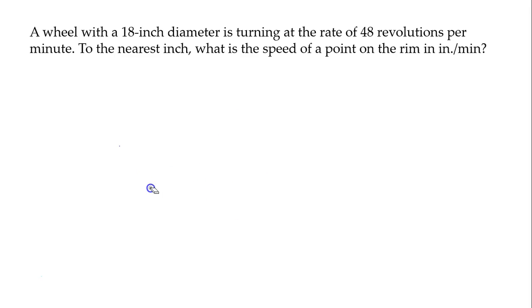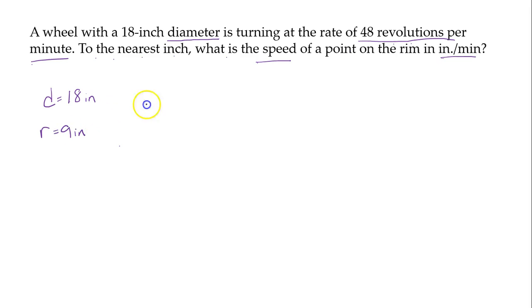So solve for the missing variable is what you're going to be asked to do on a couple of problems. Okay, this problem here, let's look at it. A wheel with 18-inch diameter, and again, it says diameter, not radius, is turning at a rate of 48 revolutions per minute. To the nearest inch, what is the speed of the point on the rim in inches per minute? So speed means find not the angular speed, but the linear speed. Okay, so diameter, that's 18 inches. So radius is going to be half that.